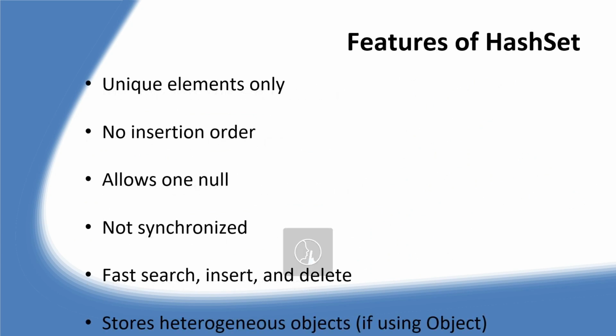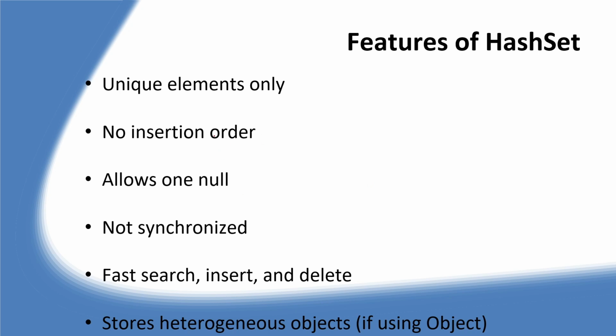So let's see some of the features of HashSet. HashSet is part of the Java collection framework, and it implements the Set interface. The Set interface extends the Collection interface. So we know the hierarchy, and as per the hierarchy, we can know the features of HashSet.